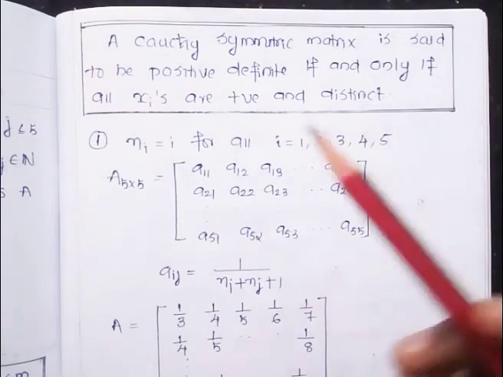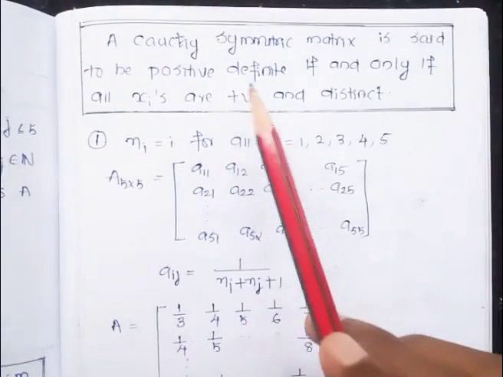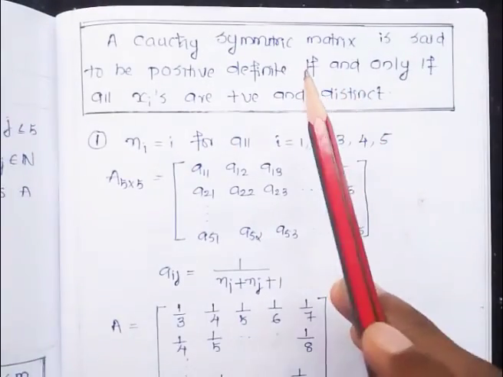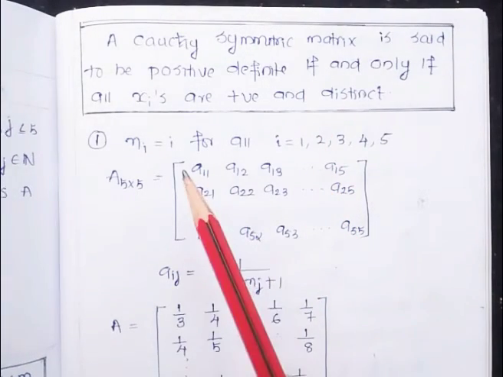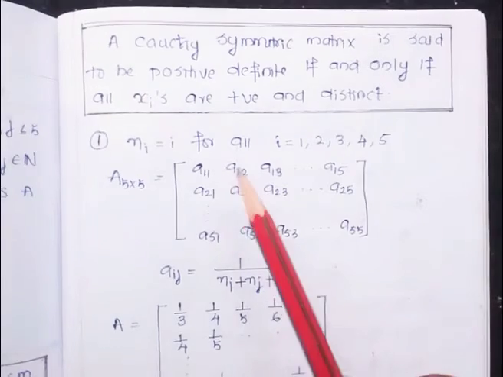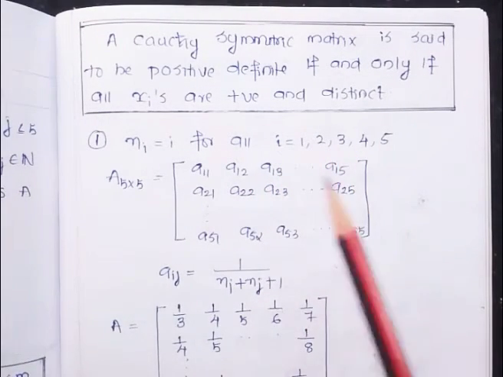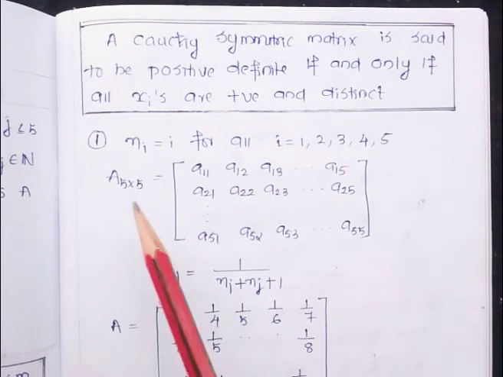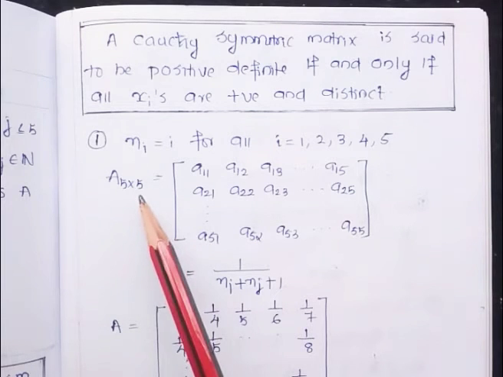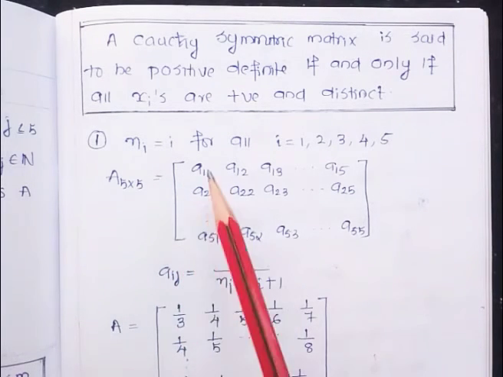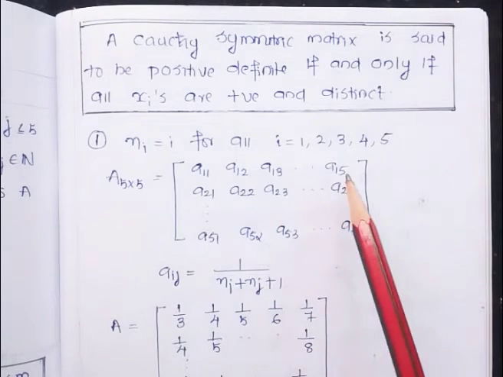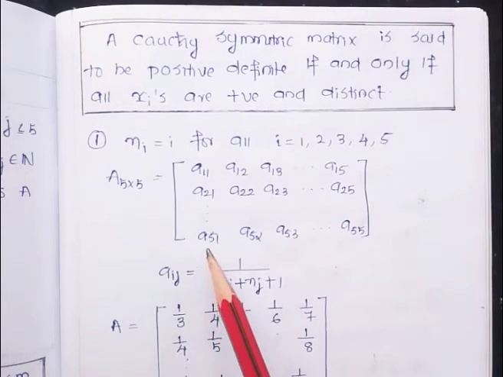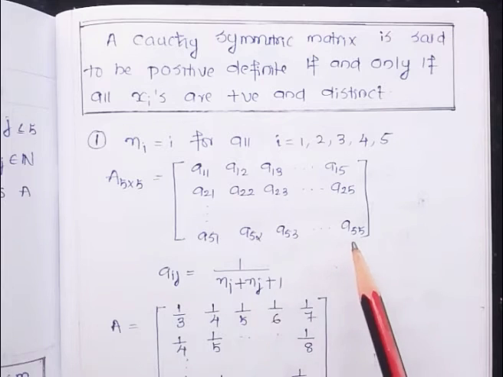Next we want a result. A Cauchy symmetric matrix is positive definite if and only if all the xi's are positive and distinct. Now we are going through the options. Our first option says that ni = i for all i from 1 up to 5. Our given matrix is of order 5, so we take a general form of a 5 by 5 matrix: A = the matrix with rows a11, a12, a13 up to a15, then a21, a22, a23 up to a25, and the last row a51, a52 up to a55.